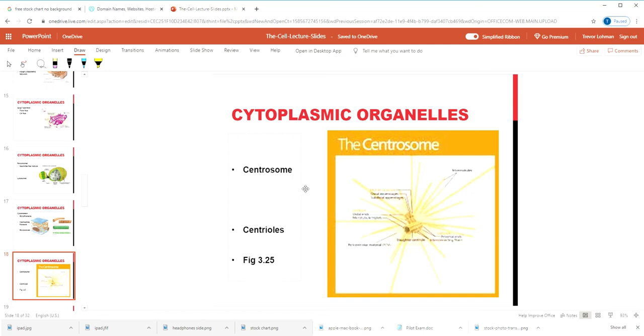And a centrosome is a non-membranous organelle that's composed of two centrioles. Centrioles are just these odd-looking barrel-shaped tubule structures. There's two of them, and they're oriented at a right angle to one another, and they're surrounded by microtubule subunits. And the microtubules grow out of the centrosome.